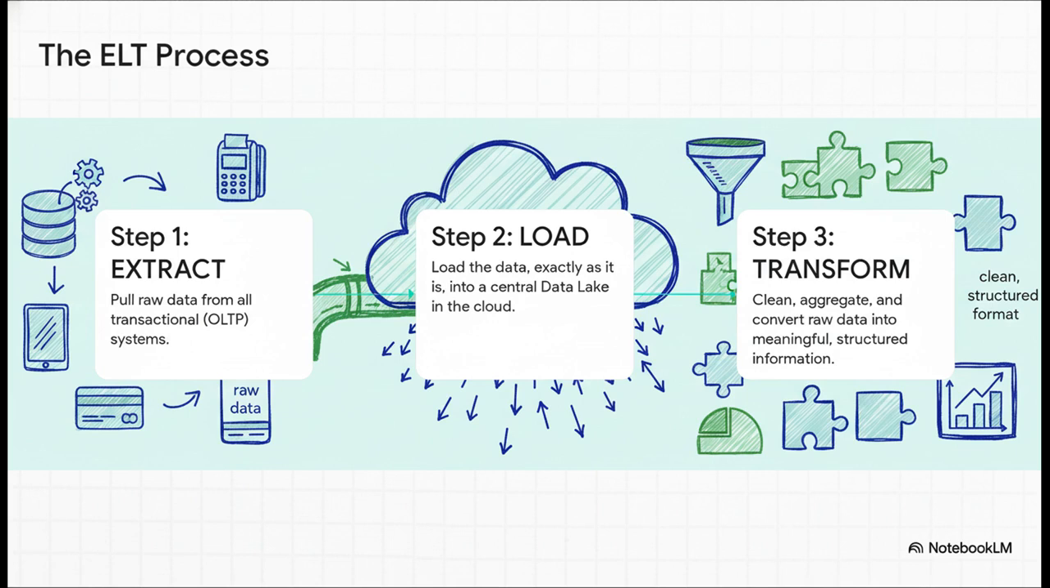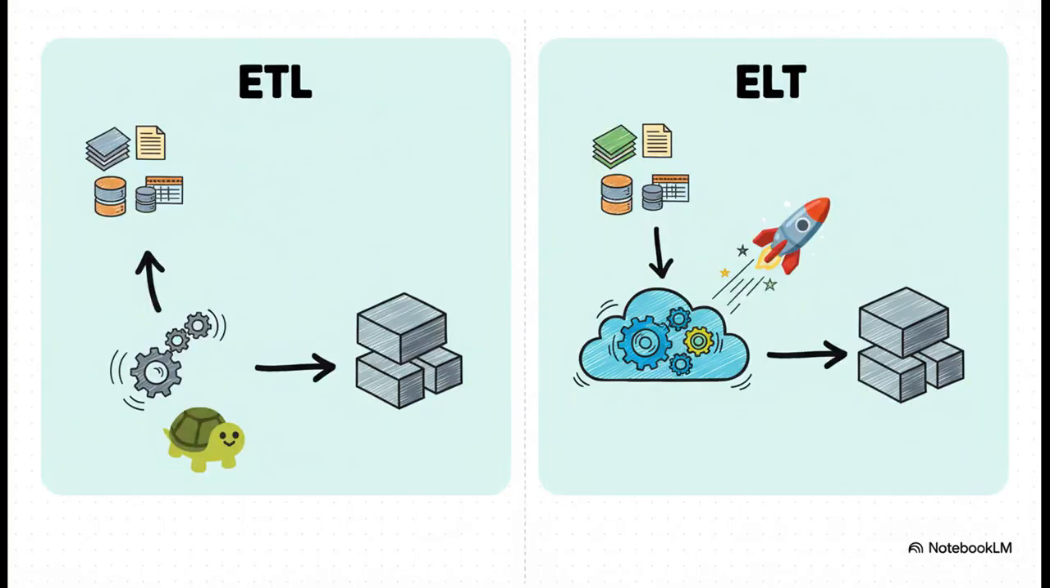That's when you clean it, combine it, and shape it into a nice, structured format that's perfect for analysis. And this is a huge shift from the older ETL process, where you had to transform the data before you loaded it. By loading first, this modern ELT approach uses the incredible power of the cloud to run those transformations super fast. Plus, and this is a big one, you keep a perfect copy of the original raw data in your data lake, which is just invaluable for other uses down the road, like training AI and machine learning models.